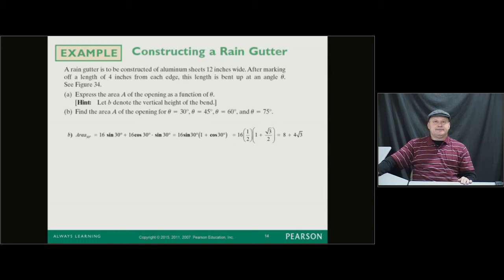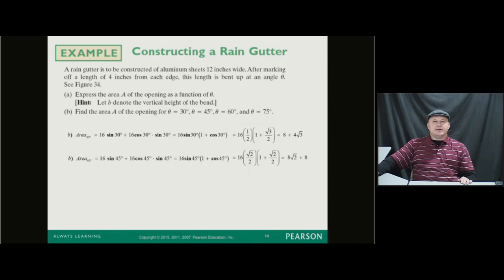Now the next one, 45 degrees is our next one. So we plug that in and do the math, and we get 8 square root of 2 plus 8.